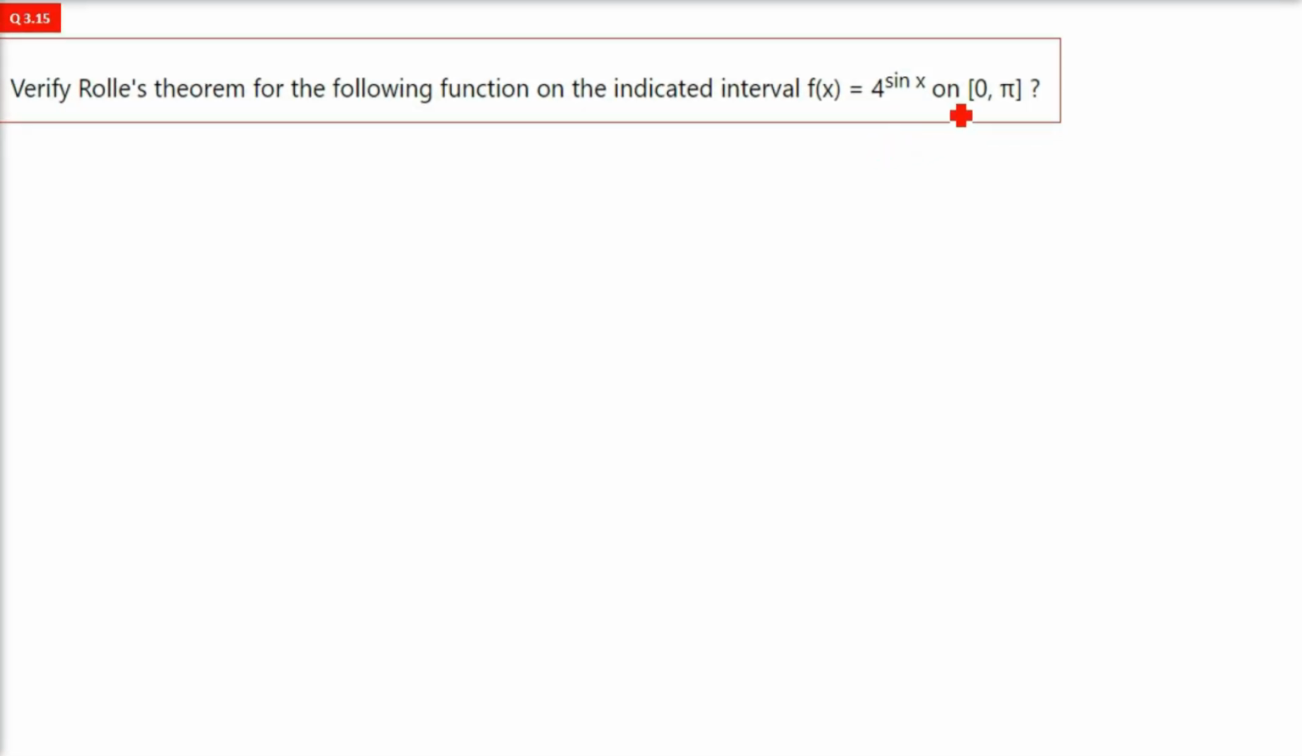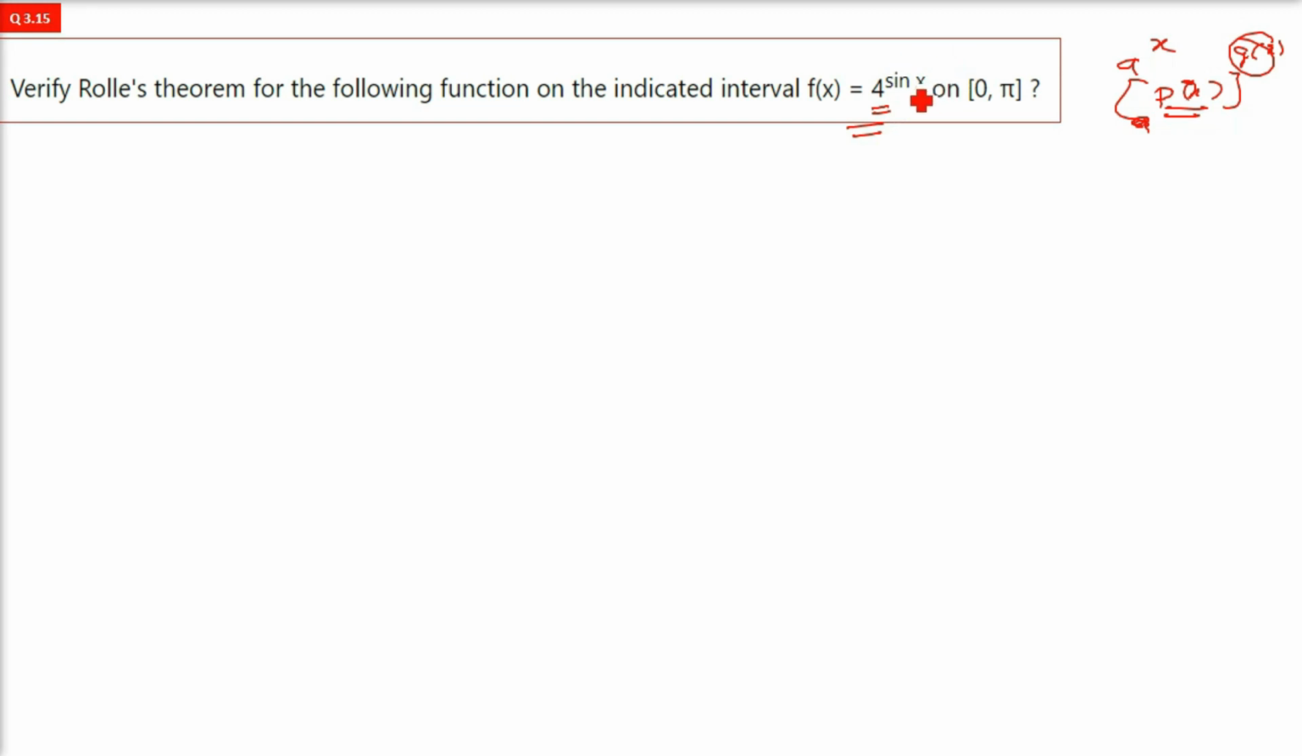Now, 4 raised sine x between 0 and pi. We have to verify Rolle's theorem for the following function on the indicated interval. This is a raised x form. So it's a kind of an exponential function. So p x to the power q x, there are two functions, and the first part is a simple constant 4. So don't worry about that.